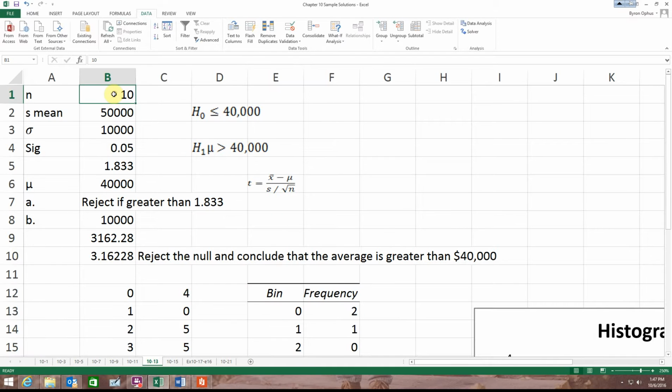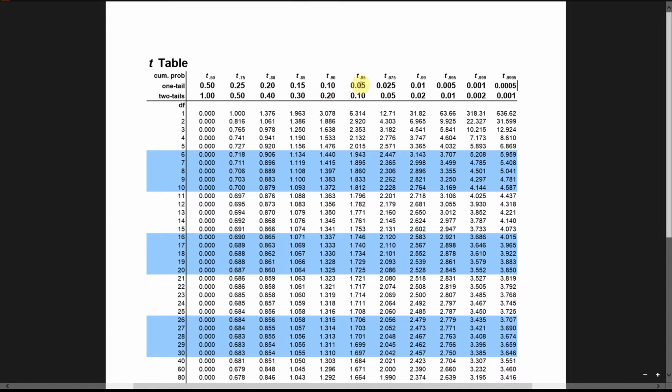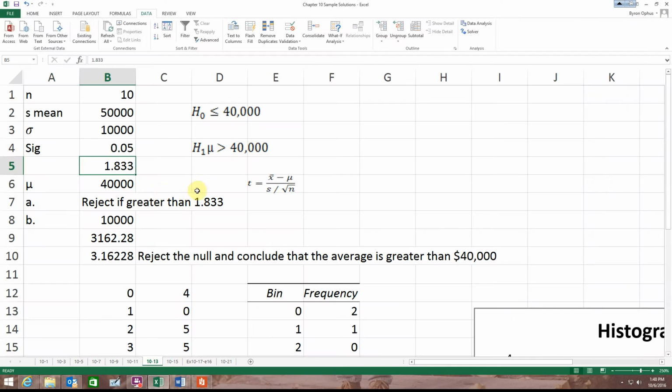I put my stuff in, again, got my normal things here. My n is 10, my mean for my sample is 50 grand, my standard deviation is 10 grand, my significance is 0.05. I look up my t value again. Okay, 10 minus 1 is going to be 9 for my degrees of freedom. Single tail, 5% significance, one tail, 0.05, 9, 1.833. Okay, that is my t value that I'm comparing against. And then my mu is 40 grand.